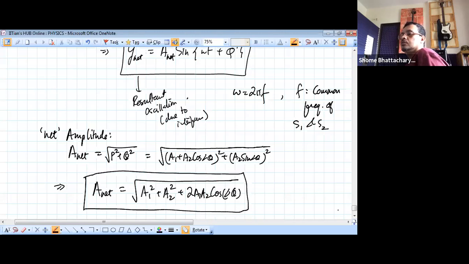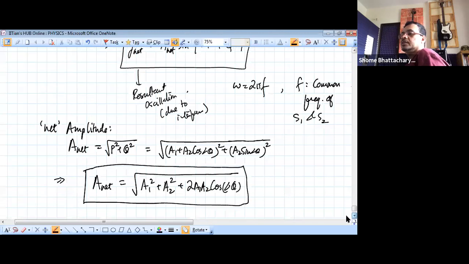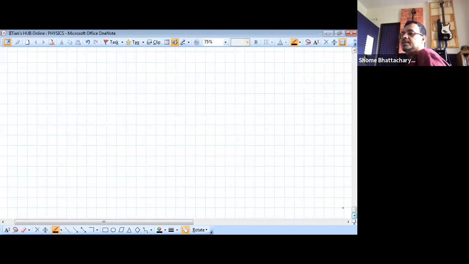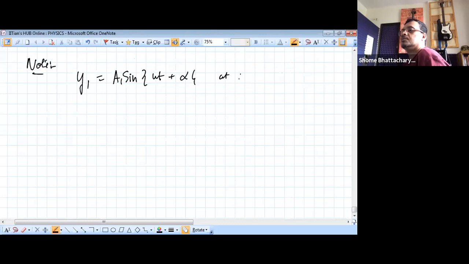Okay. So this we can also understand like this. So what we can say now, to summarize all this, is that if y1 is E1 sine omega t plus some constant alpha at some point P, and the second one is E2 sine omega t plus some beta at that point P.